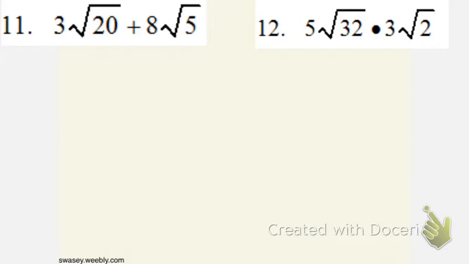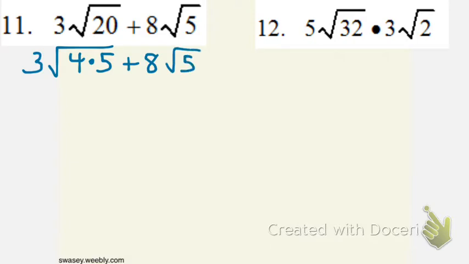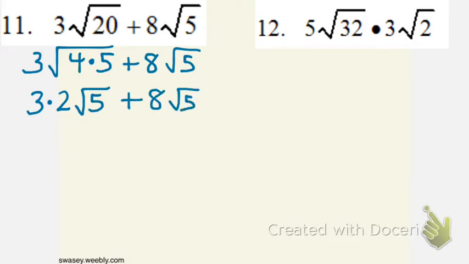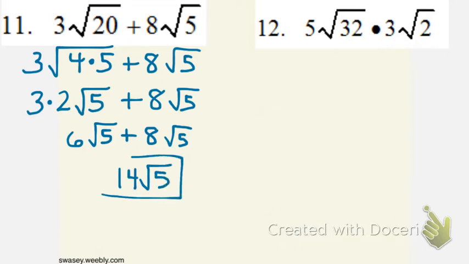Number 11, we're adding radicals, but they're not like radicals, so we've got to make some adjustments. We've got to change something until we can get to like radicals. So let's work on this 20. 20 could be rewritten as 4 times 5. And the square root of 4 gives us 2, so we have 3 times 2 times the square root of 5 plus 8 square root of 5. 3 times 2 is 6, so we have 6 square root of 5 plus 8 square root of 5. Now that we have like radicals, we can add those together. 6 square root of 5 plus 8 square root of 5 gives us 14 square root of 5.